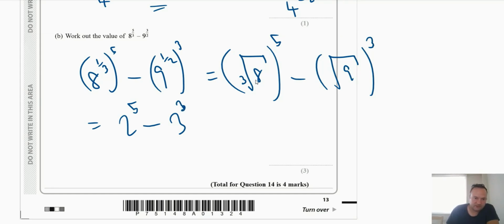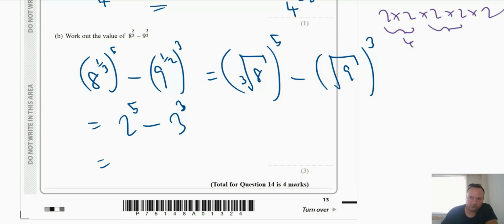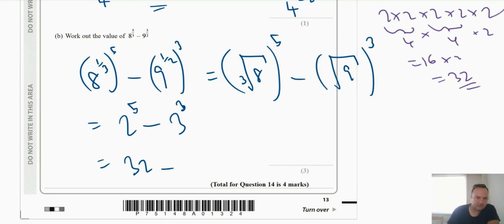So 2 to the power of 5, that's 2 times 2 times 2 times 2 times 2. 2 times 2 is 4, and 4 times 4 is 16, times 2 is 32. 3 cubed is 3 times 3 times 3. That's 9 times 3, which is going to be equal to 27. So altogether, we've got 32 minus 27, which is just going to be equal to 5.